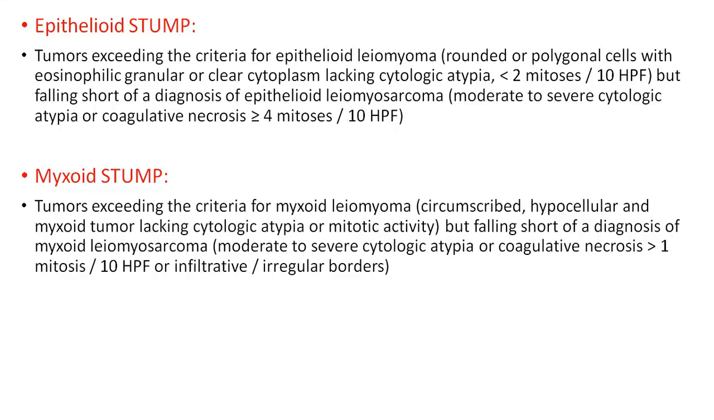spindle variety. So as we discussed in our previous video about the epithelioid leiomyoma, which was the benign category, in which we commonly see the cells are polygonal, they are rounded, they have the higher cytoplasm or clear cytoplasm, but they lack all three features, which includes they do not have the cytological atypia, the mitosis count is less than 2 mitosis per 10 high power field, and there is no necrosis.